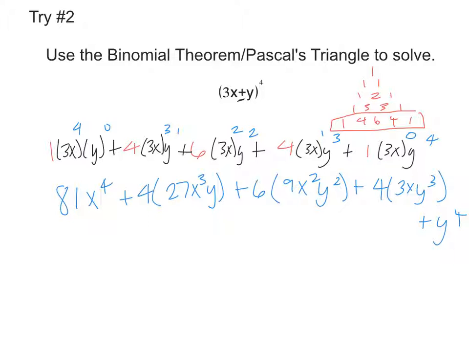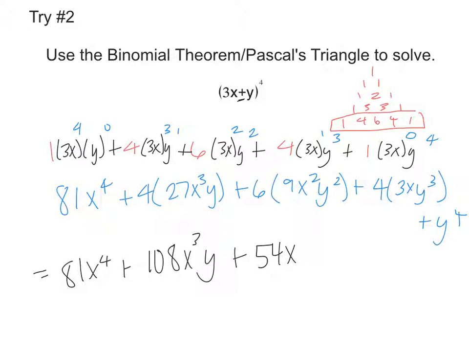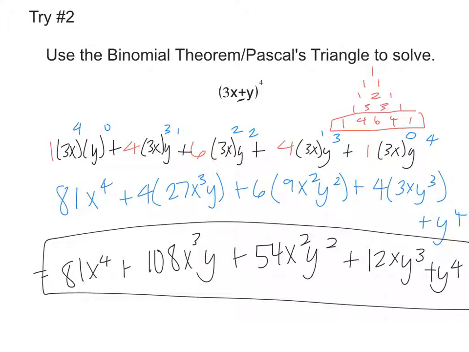And finally simplify that further to get 81x to the fourth plus 27 times 4 is 108x cubed y plus 54x squared y squared plus 12xy cubed plus y to the fourth. And that'll be it.